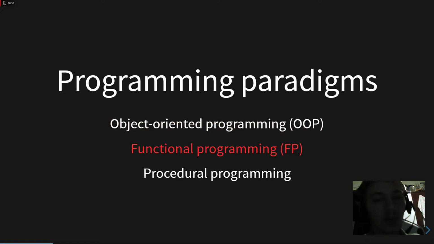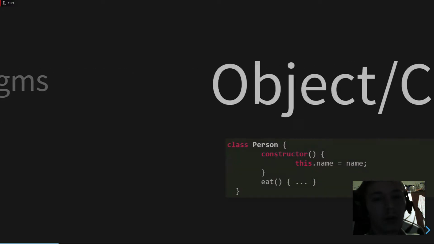Next is functional programming. It's a style of building the structure and elements of a computer program that treats computation as the evaluation of mathematical functions and avoids changing state and mutable data. Next is procedural programming. It's derived from structured programming, based upon the concept of the procedure call. Procedures simply contain a series of computation steps to be carried out.